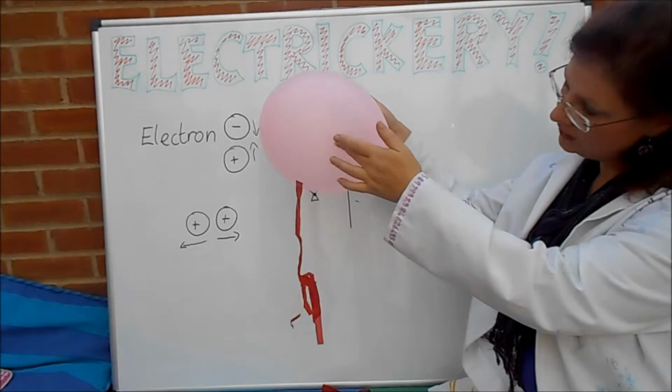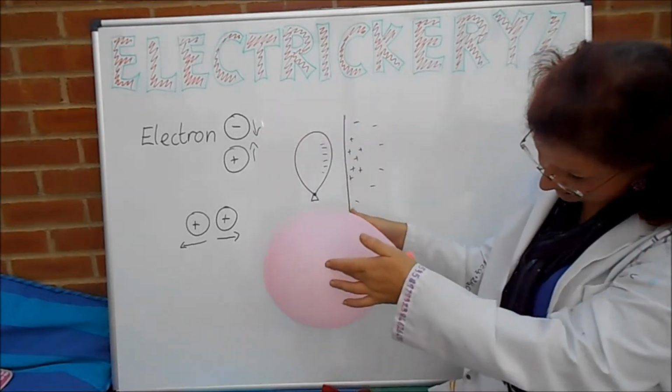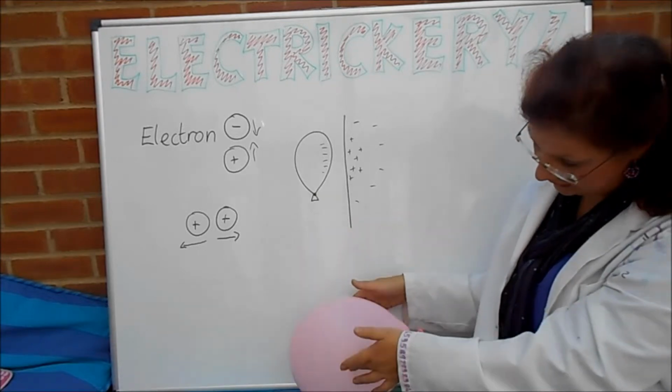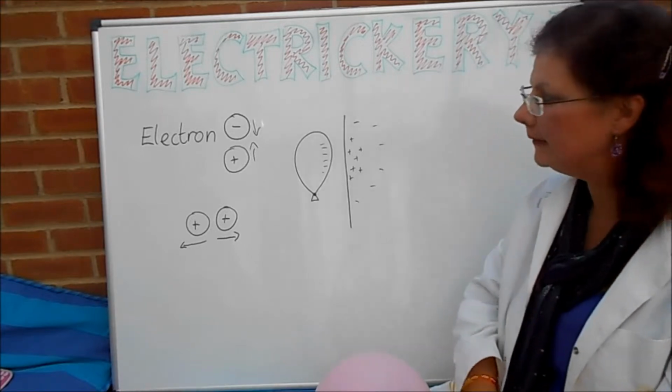So the top end of that tissue next to the balloon is positively charged, and the bottom end is negatively charged, because that's where all the negatives are being repelled to. So that's a little bit about static electricity there.